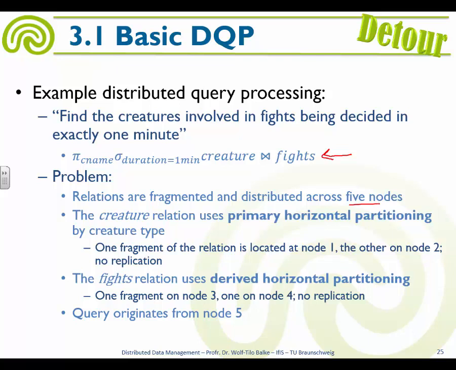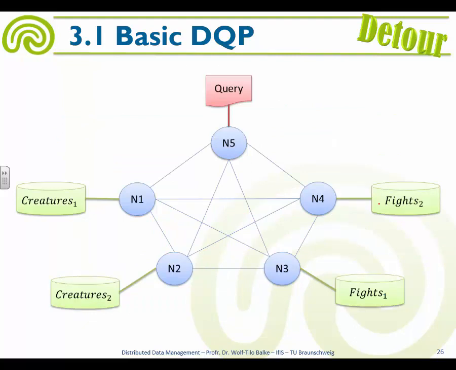Based on these primary key, foreign key pairs, we do the fragmentation of the fights relation. That means for the example that we have one fragment on node 3 and one on node 4, and again, we have no replication. What is interesting is that the query is originating from a node that has none of the information needed to answer the query. This is the picture of what we have. The query is in node 5, right here, and node 5 has no idea of the data.